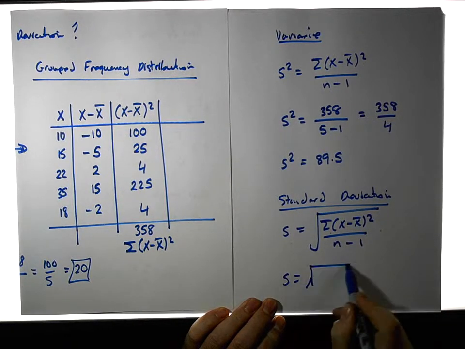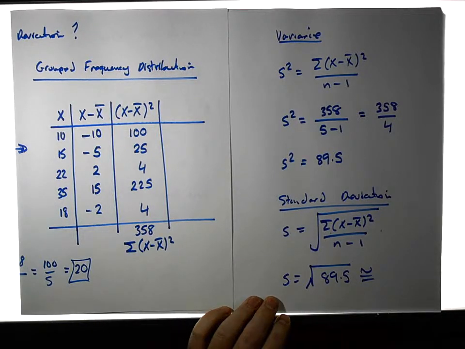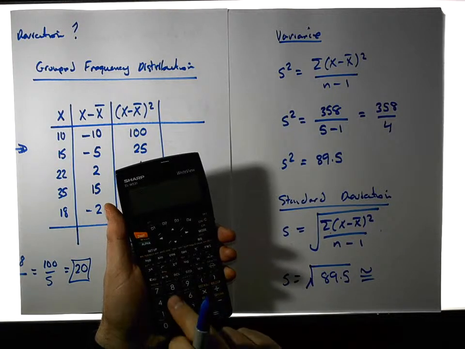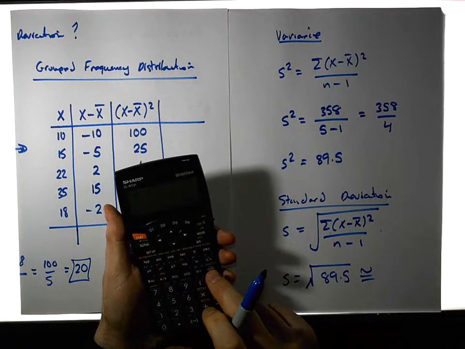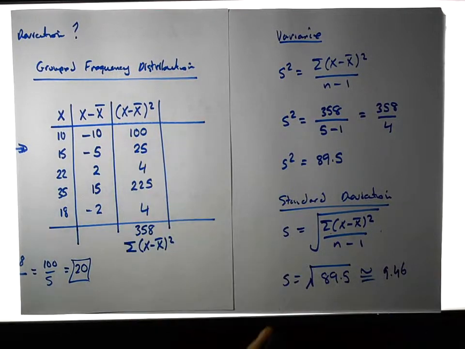So what we need to do is calculate the square root of 89.5, which is going to be approximately equal to, so I'm going to go the square root of 89.5, and that gives us a value of about 9.46. Okay, so that would be how to calculate the standard deviation.